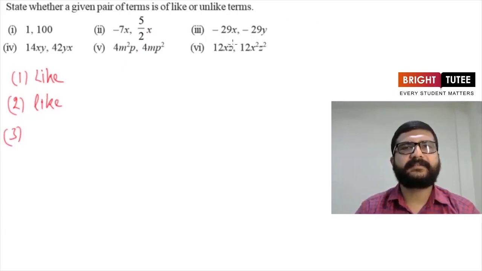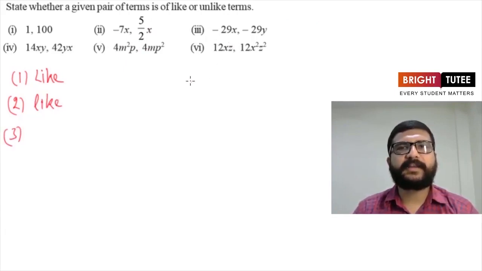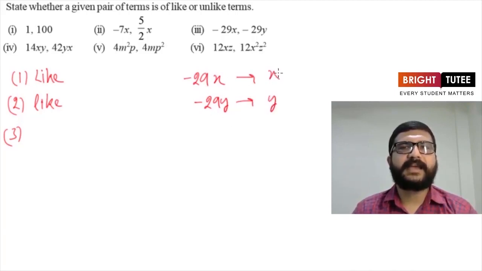Now let's see the third one. The first term is minus 29x and then it is minus 29y. Now here what do you think about their algebraic factors? The algebraic factor of the first term is x and for the second term it is y, and we know x and y, they are not equal and they are not same. Hence what we can say, these two terms are unlike terms.